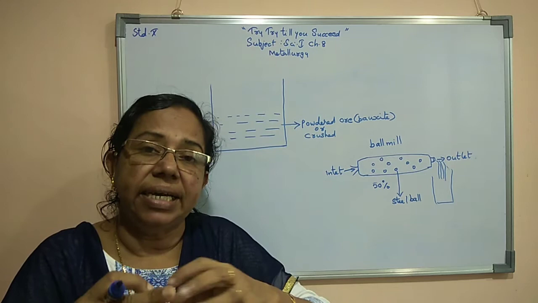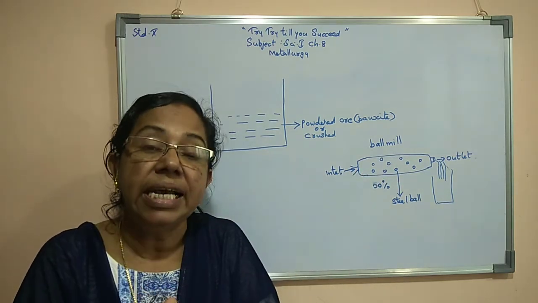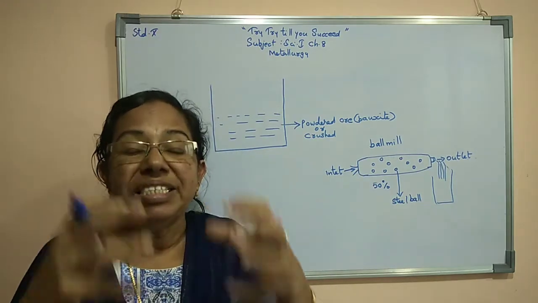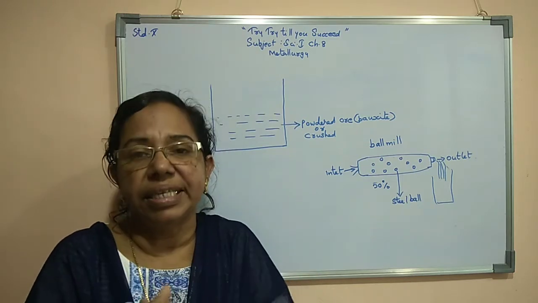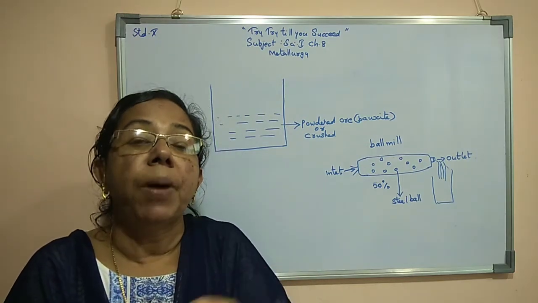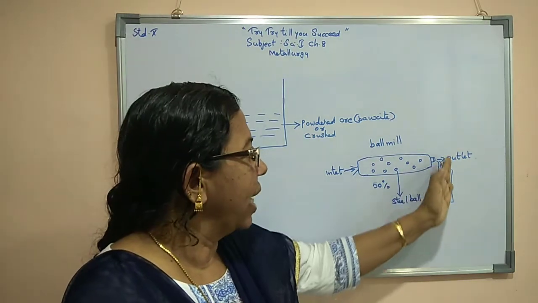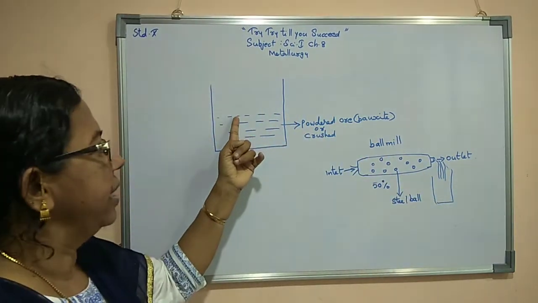Again, one more thing is there. Once these balls hit them, they will become small pieces. Again this process will continue. As a result, the pieces of ore which are formed also collide with each other. As a result, powdered form of ore will be obtained. That powdered form we have to collect in a container. That powdered ore only I am taking here.